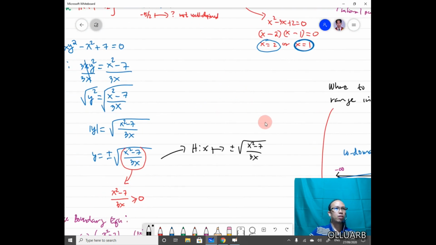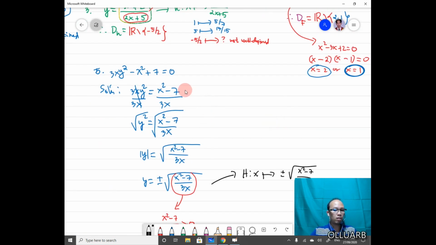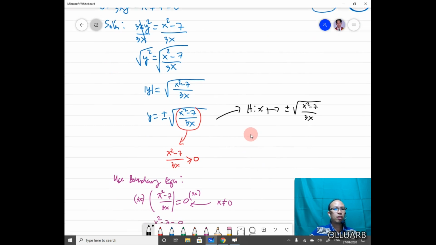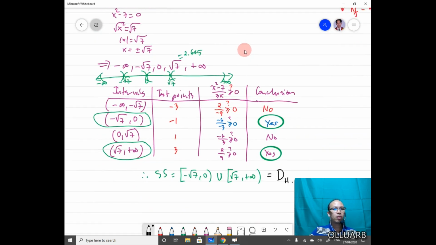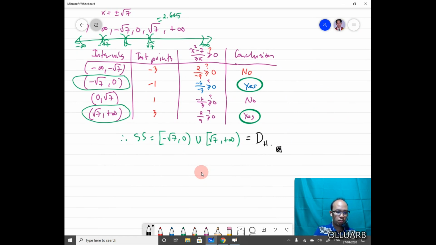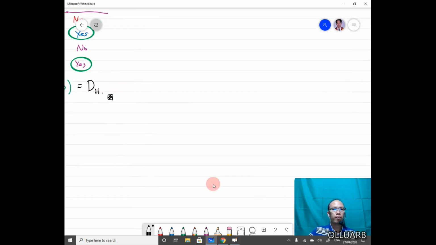Let me copy the problem, this one. Okay, our problem is 3xy squared minus x squared plus 7 is equal to 0, and our function is h. Our domain is from negative square root of 7 to 0, union square root of 7 to positive infinity. So this is our domain. Let's go back.